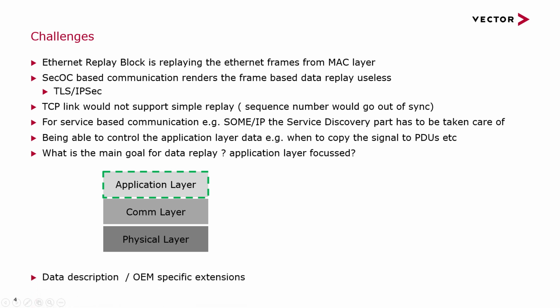And then last but not least is the data description. A credible data description. For example, if you're discussing the Ethernet, then it's a good ARXML file. As well, we have to take into account the OEM specific extension for building the rest of the bus simulation. So as you are copying the signal data, we have to take into account those extensions as well.